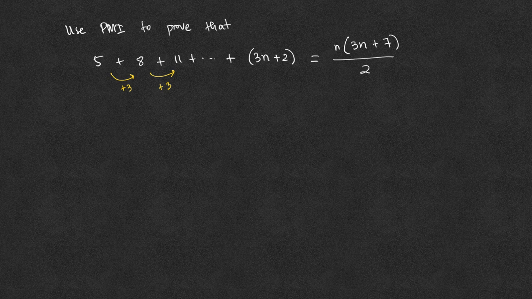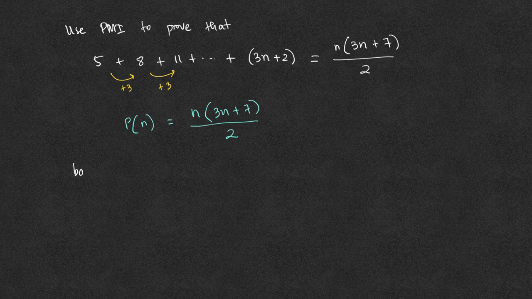To use the principle of mathematical induction to show that this is true, we need to come up with the statement for the integer n. The statement is that the sum will be n times (3n + 7) over 2. We will show that this is true for all n using the mathematical induction proof.